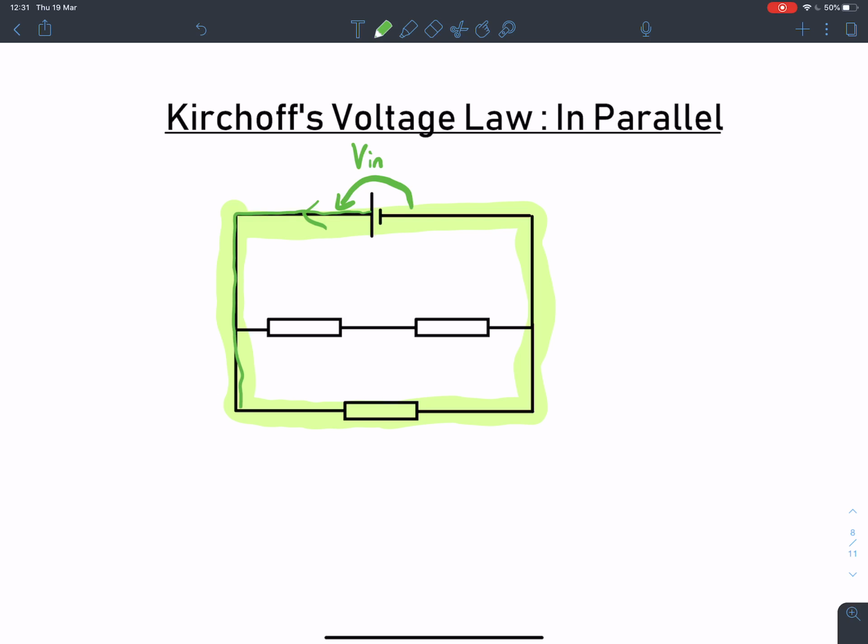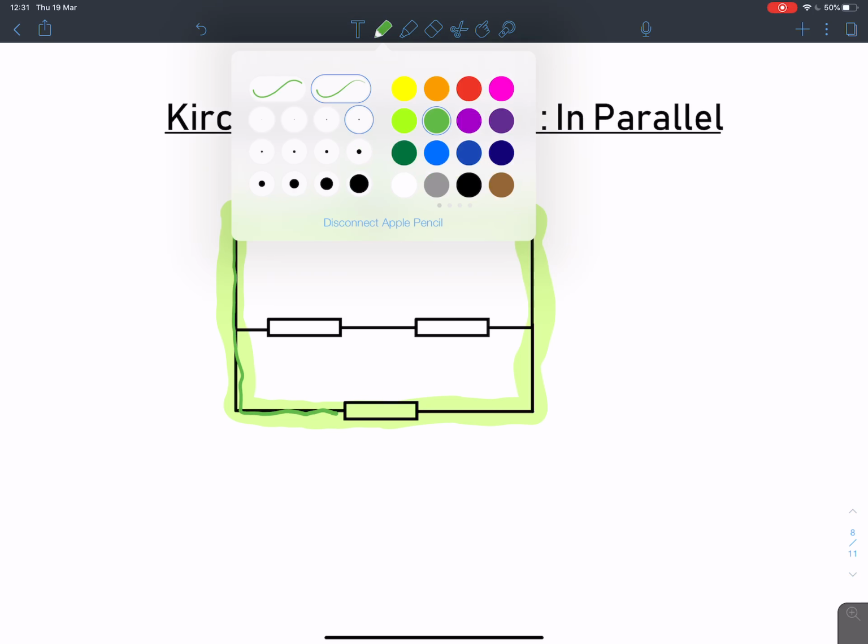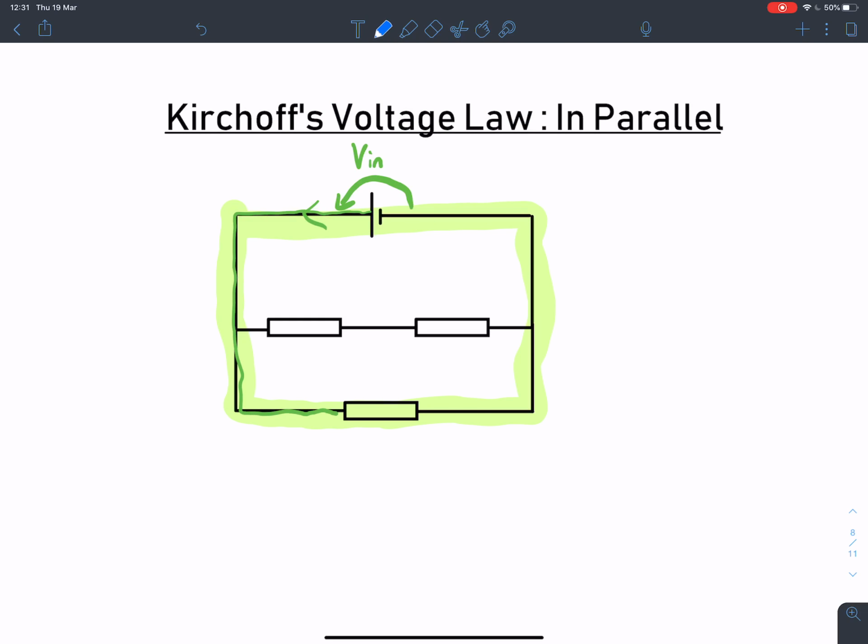If I follow this round, nothing so far, I've just got the wire. Now we have a resistor here. This resistor is going to have a potential difference across it. Let's call that V1. If I keep following this around, we get back to the start.